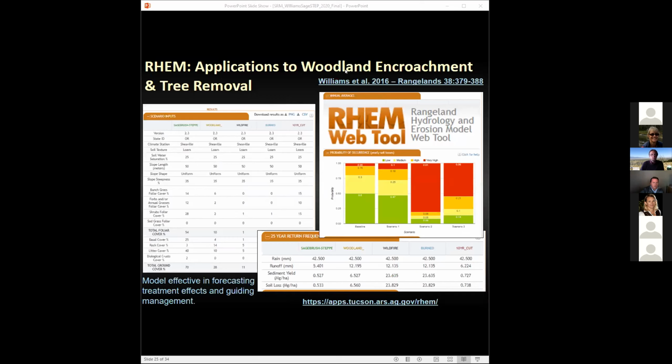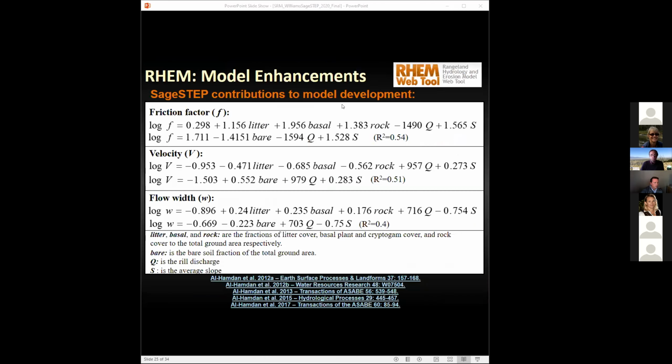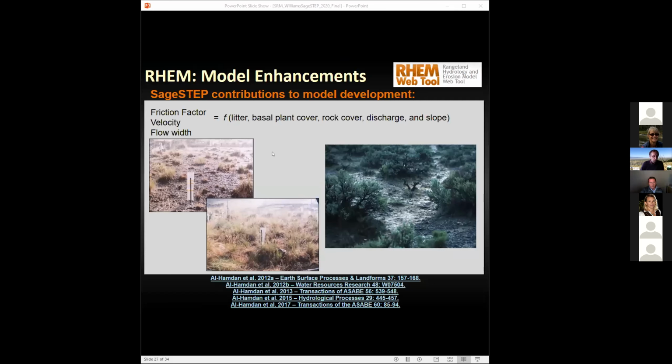The model can be set up to look at things like woodland encroachment impacts. If you took a sagebrush site, you can model it as sagebrush or as a woodland and show different treatment effects by modeling the cover changes associated with those. But these data that we've collected in this project have greatly helped us improve some of the parameterization of the model. These are just some examples for the friction factor, the velocity, and the flow width parameters in the model. And we don't have to get specific into the equations, but mainly to recognize these data are helping us to make sure we're representing the things that control hydrology and erosion in these systems. So cover variables and some of the physical components of discharge and slope.